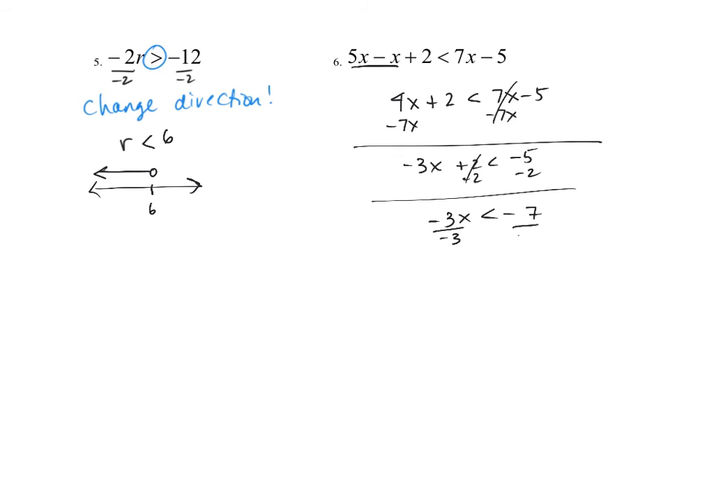Be careful here because now I'm dividing by a negative, dividing by -3, so I need to change the direction. It would become x is greater than a positive 7/3. And then we would show that on the number line with this open circle at 7/3, don't include 7/3, and then the arrow going off to the right. Okay, great, now it's your turn.